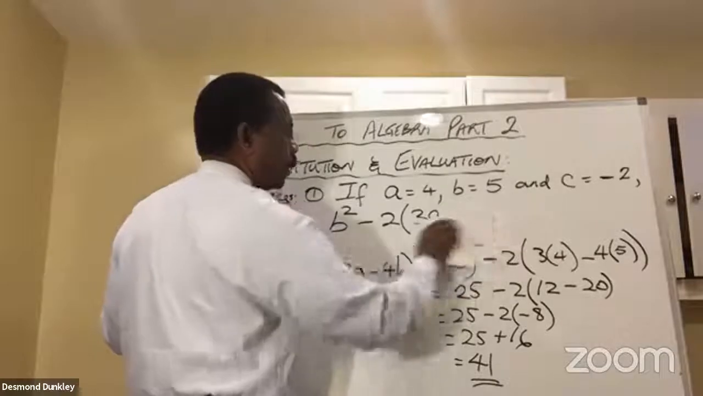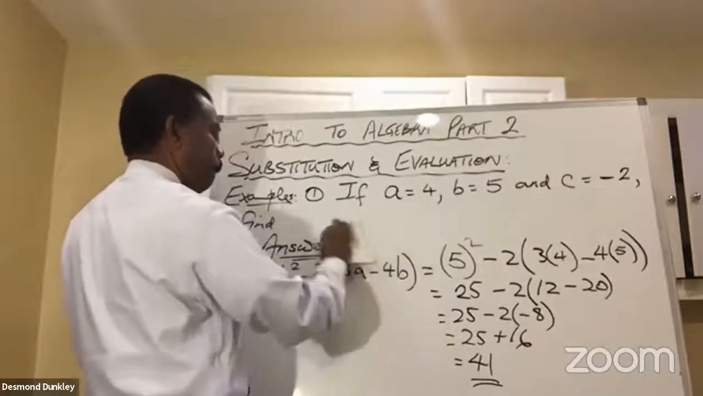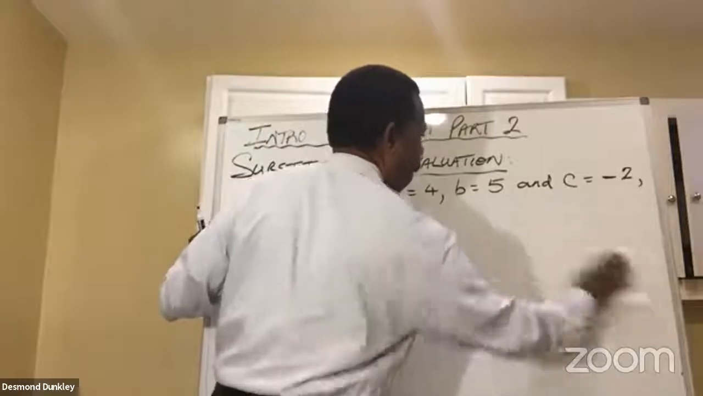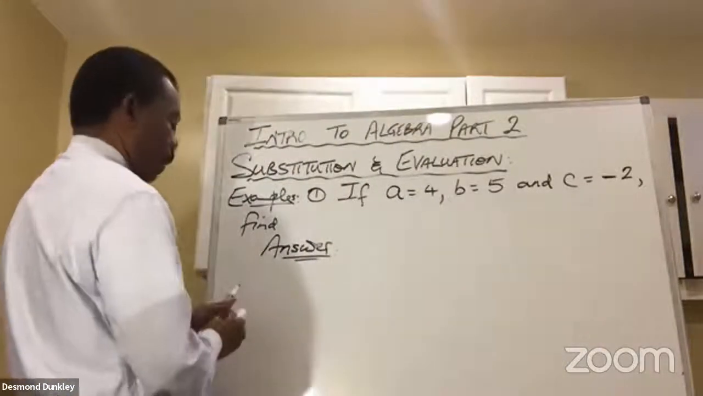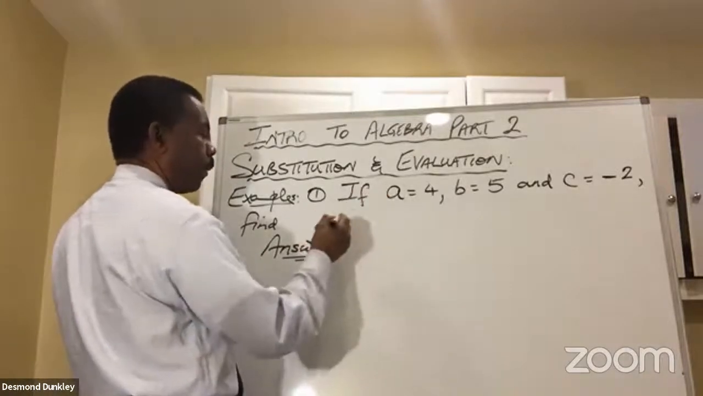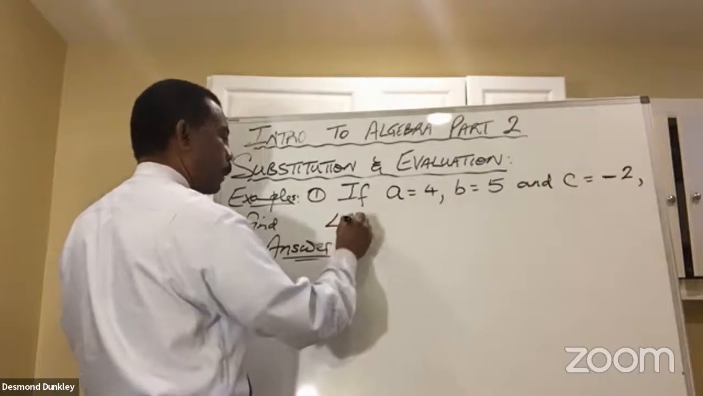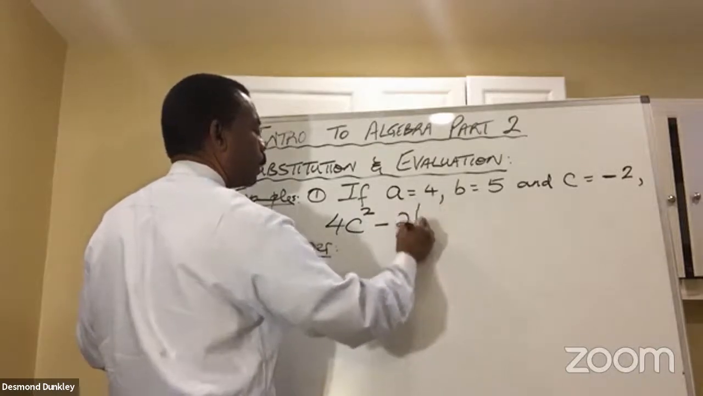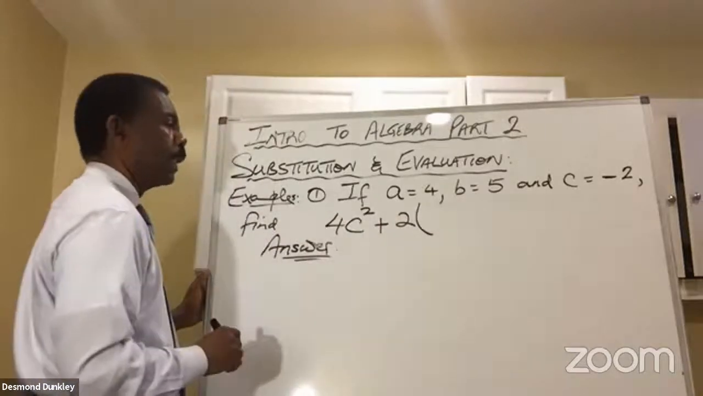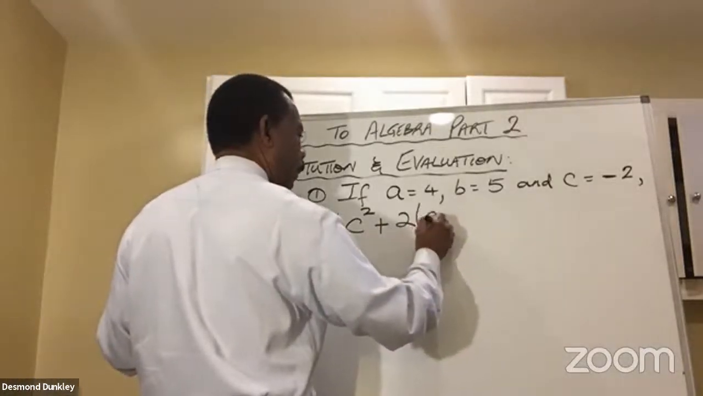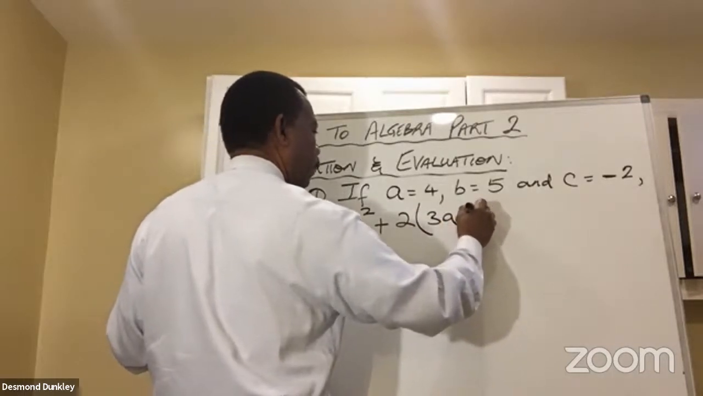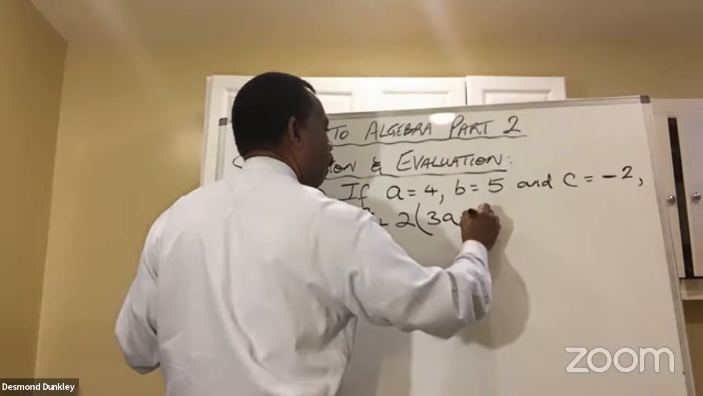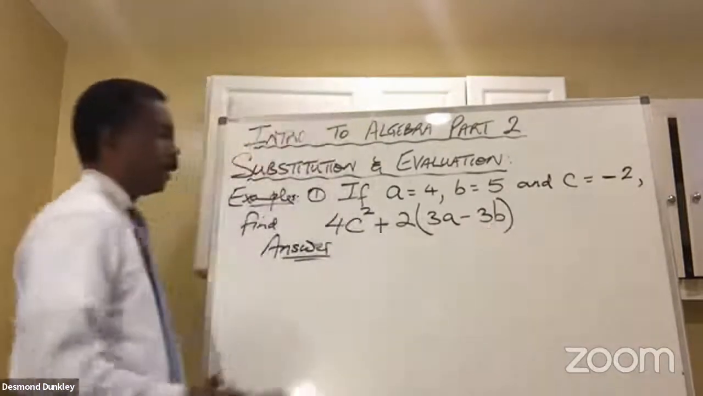One last one. Find the value of 4c squared, plus 2 times 3a minus 3b. Okay, let's try that.